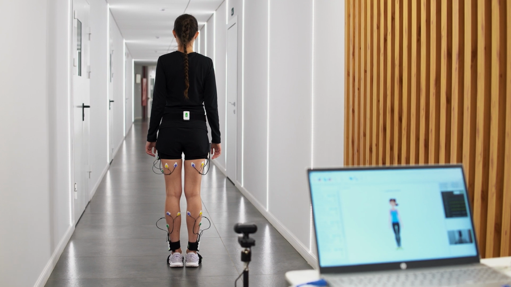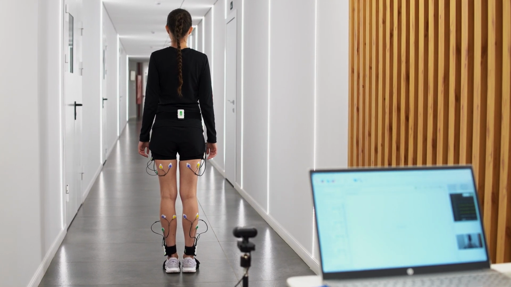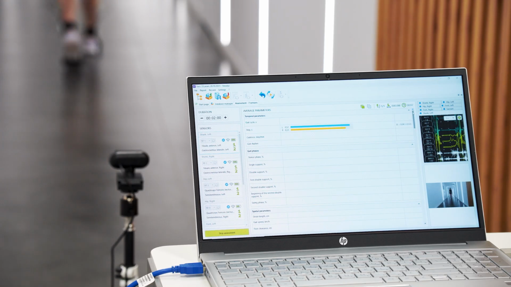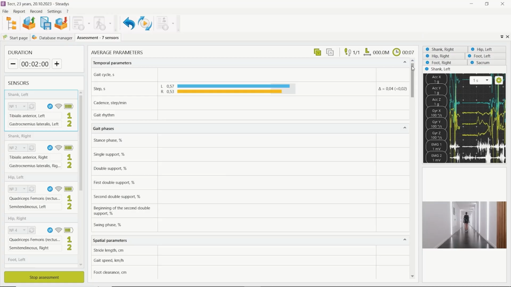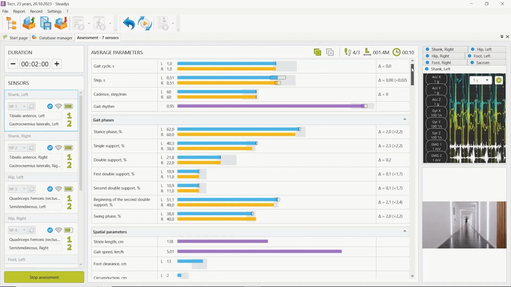First, a calibration is performed. The patient must stand straight. The calibration process takes several seconds, after which we press the Start Research button and give the subject the command to walk. When the subject starts walking, the neural network automatically determines the gait cycle and all other parameters in real-time mode. The operator can see how the data accumulates.